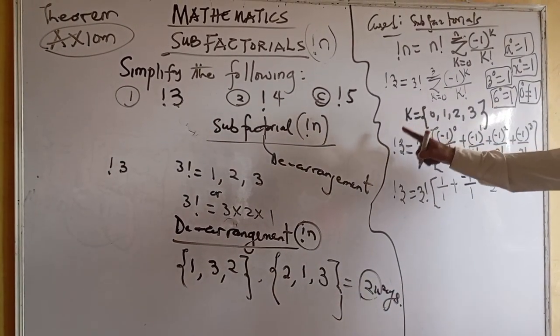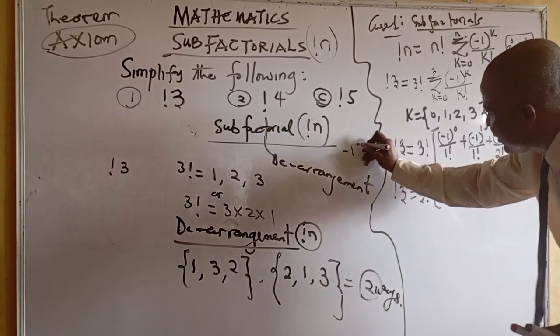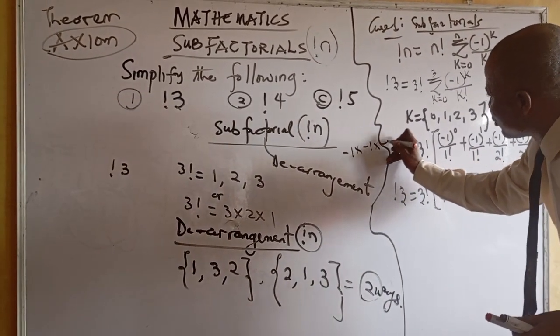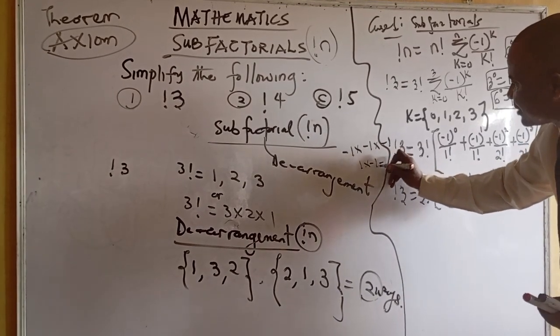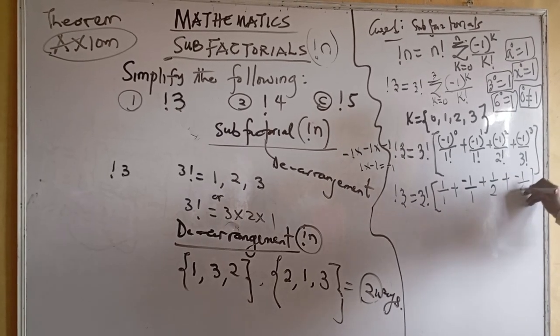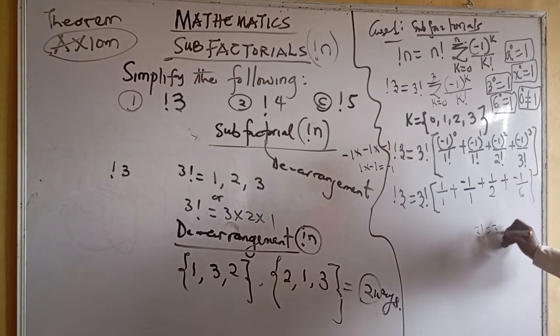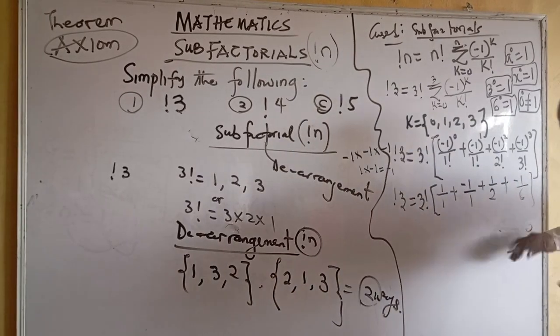Minus 1 times minus 1 times minus 1. Minus 1 times minus 1 is 1. Times minus 1, the answer is minus 1. I have minus 1 over 6. How is this 6? 3 factorial is 3 times 2 times 1. What's the answer? 6. From there, I solve for them.